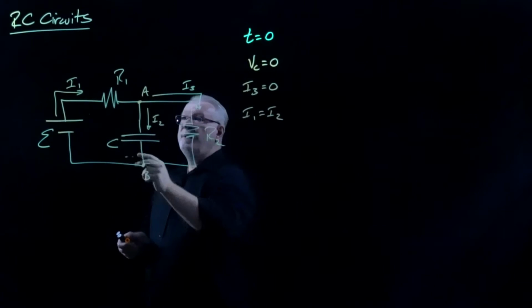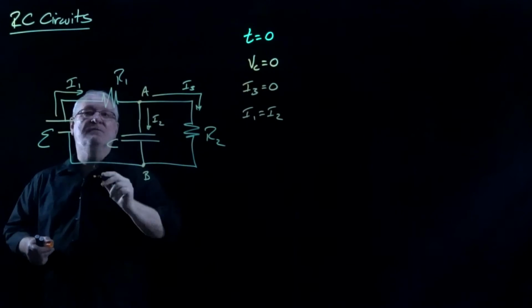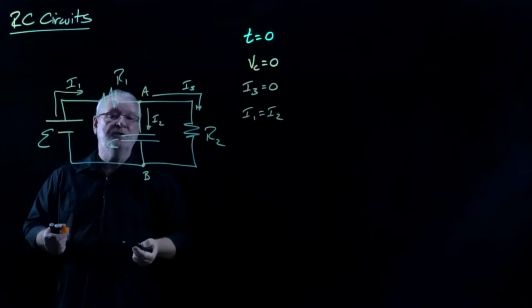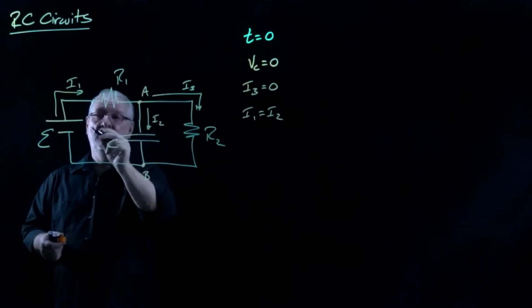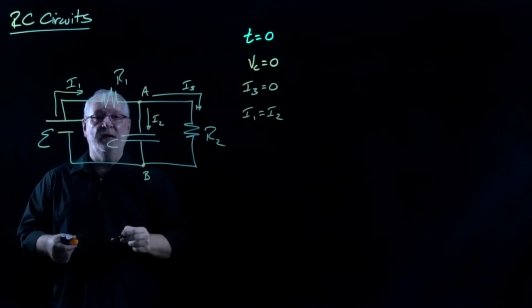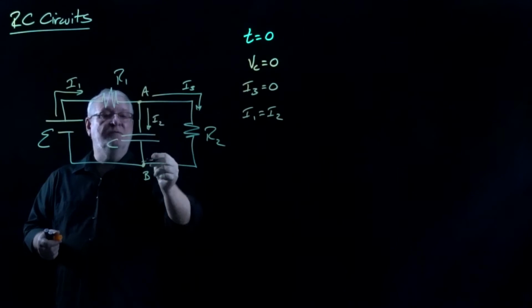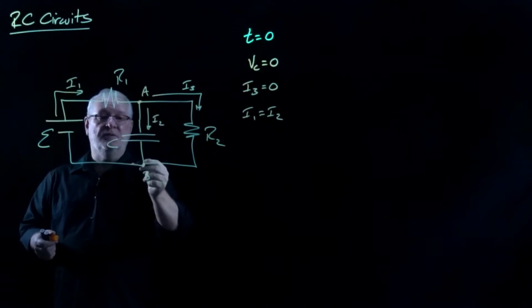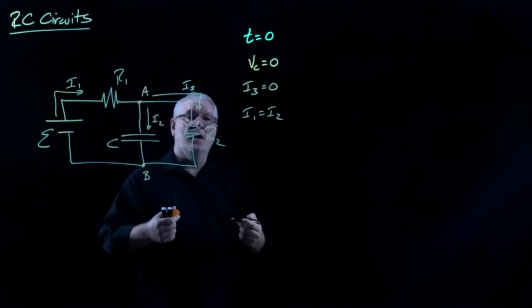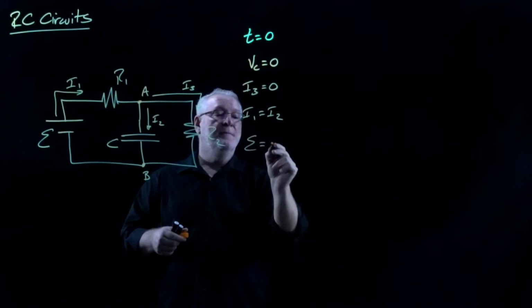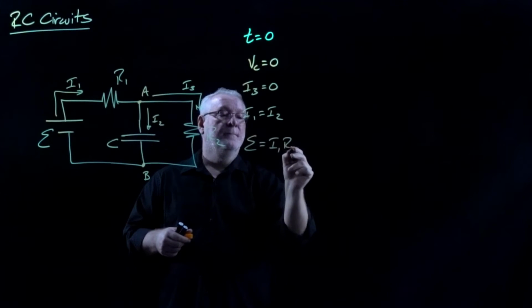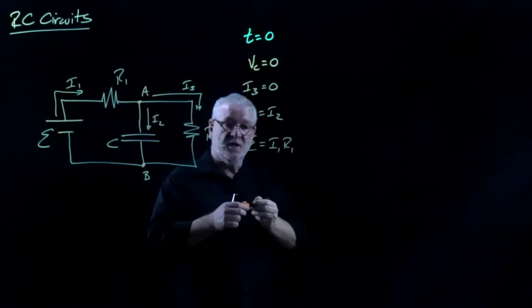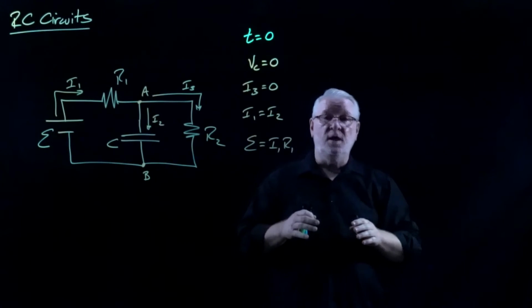Not only that, but I1 has to produce sufficient voltage through its voltage drop, dropping through R1, that it has to cancel the EMF of the battery. I know that because if there's 0 voltage drop here, there has to be 0 voltage drop here. That means I1R1 equals the EMF of the battery. And that's an awful lot of information to know based on really knowing nothing.